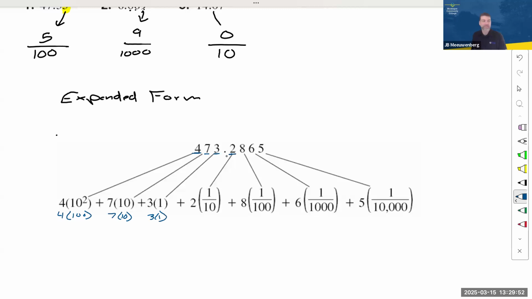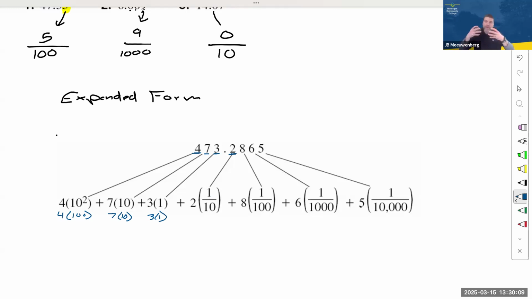This first place is the tenths place, so it has a value of a tenth, and then there are 2 of them, so it's 2 times a tenth. Moving on, this is 8 times a hundredth. This is 6 times a thousandth, and this is 5 times a ten-thousandth.